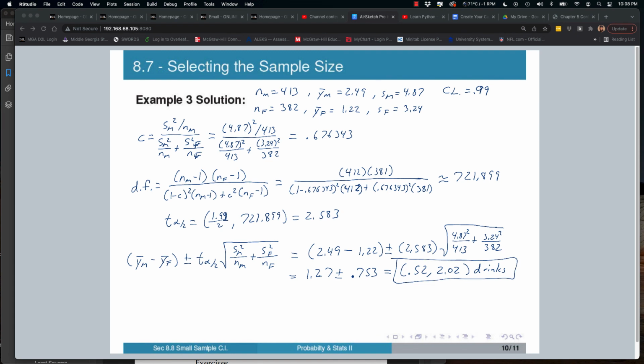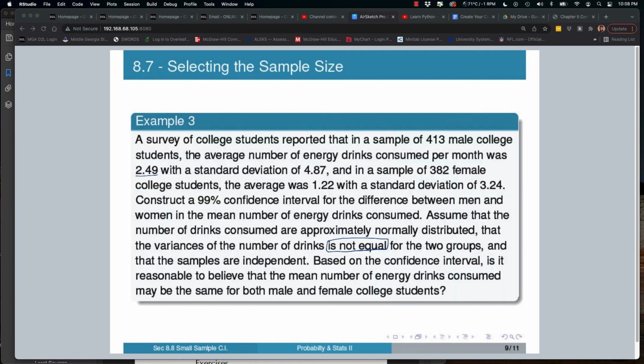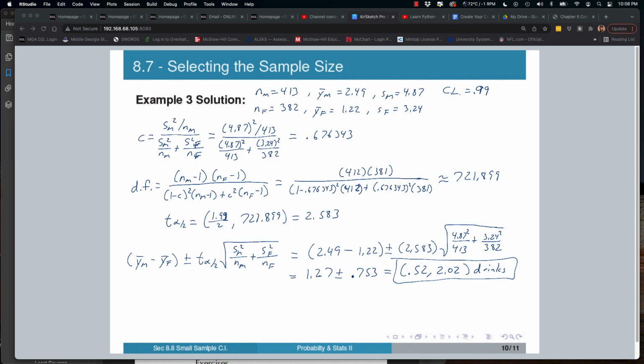But they had a backup question which said, based on the confidence interval, is it reasonable to believe that the mean number of energy drinks consumed may be the same for both male and female college students? Since both of these values came out positive, no, it's not reasonable to believe that they're about the same. If it was a negative bottom value to a positive top value, then we'd say yes. But since they're both positive, it means the men on average drink more. So we say no.